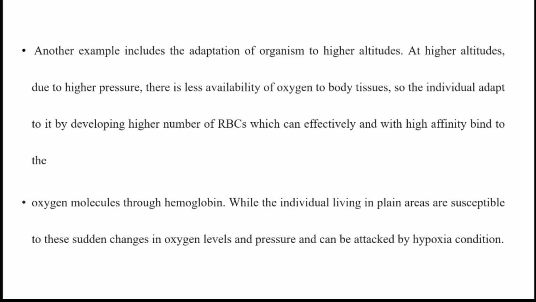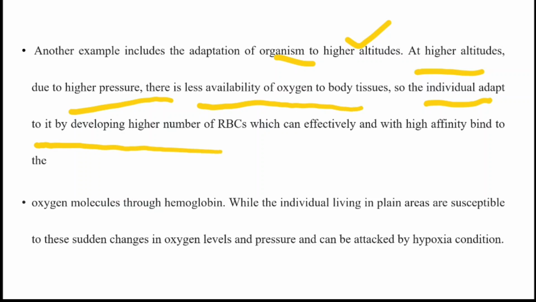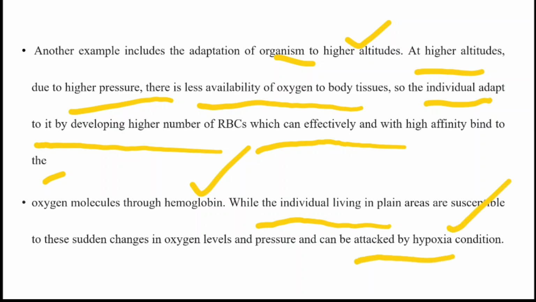Another example is the adaptation of organisms to higher altitude. At higher altitude, due to lower pressure, there is less availability of oxygen to body tissue. So the individual adapts by developing a higher number of RBCs, which can effectively bind with high affinity to oxygen molecules through hemoglobin, while individuals living in plain areas are susceptible to sudden change in oxygen level and pressure, and can be attacked by hypoxia. So here we study only the individual organism and the effect of environmental factors on it.